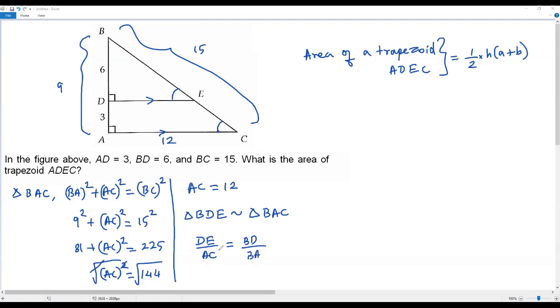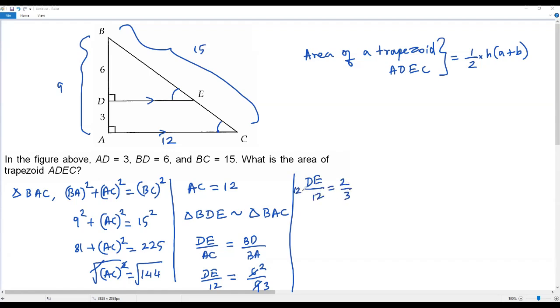Let me write the stuff here. So DE, I do not know the length, but AC, I do know the length, that is 12. We can plug in 12 for AC. And for BD, I know that the length is 6. And for BA, I know the length, it's 9. So here we can simplify the 6 over 9. That is, 3 goes into 6 2 times and 3 goes into 9 3 times. I'm getting DE over 12 equals 2 over 3.